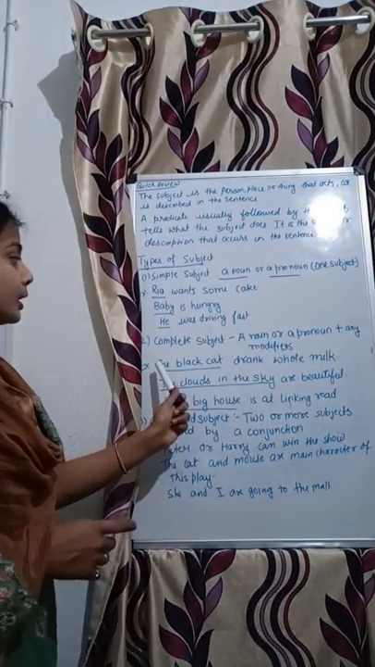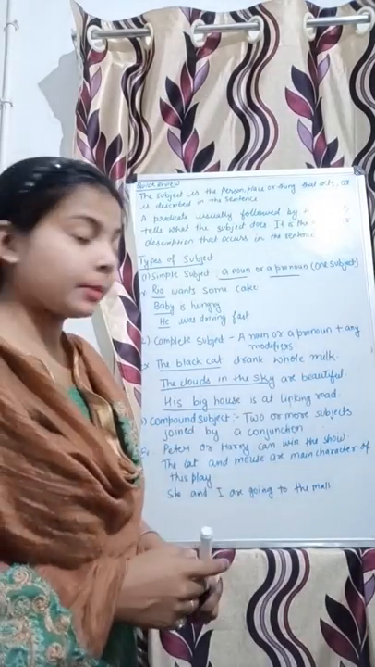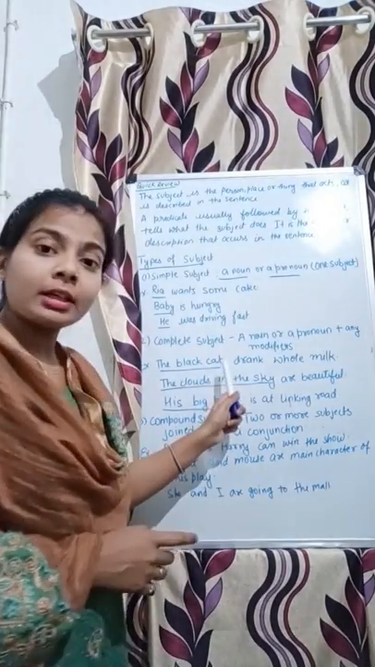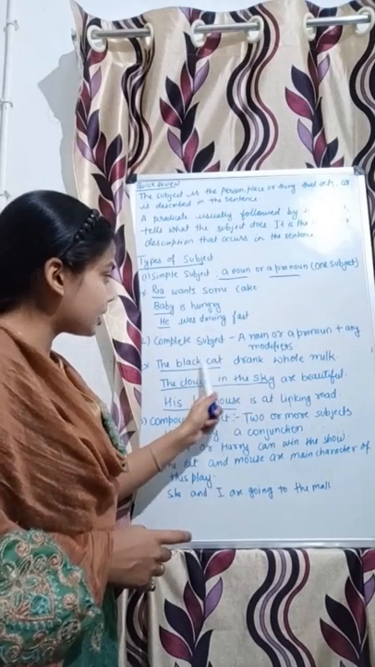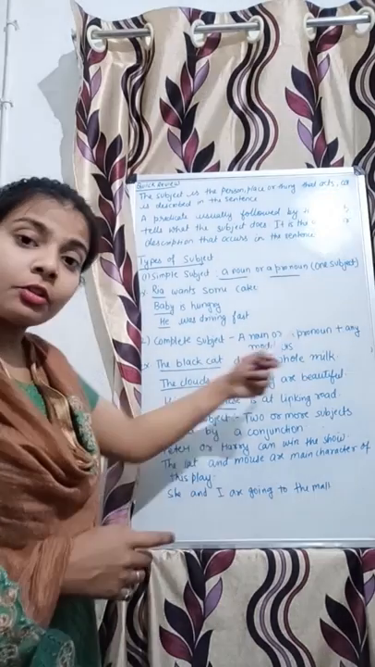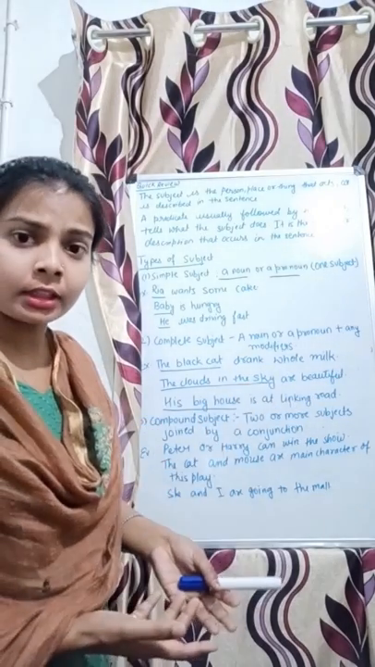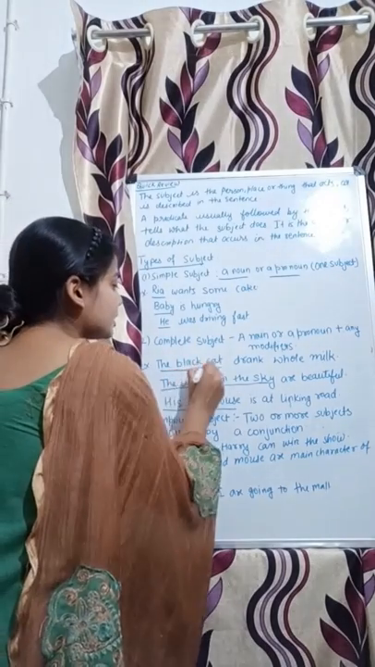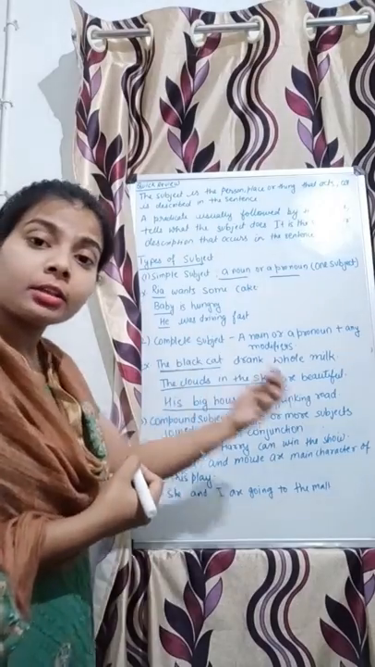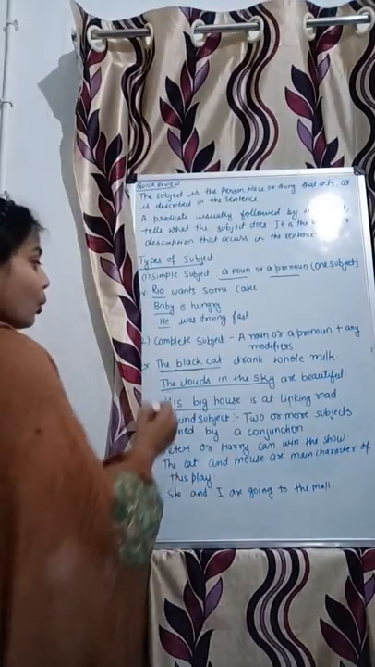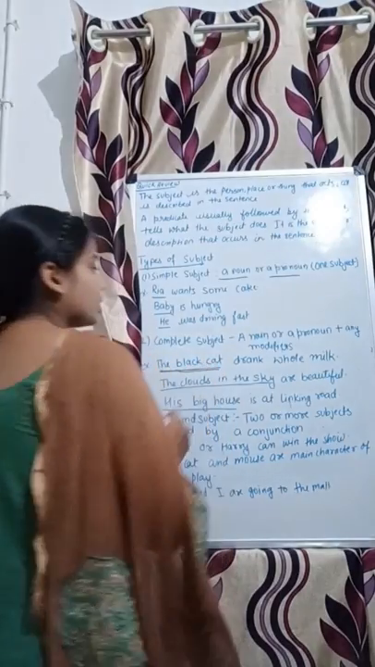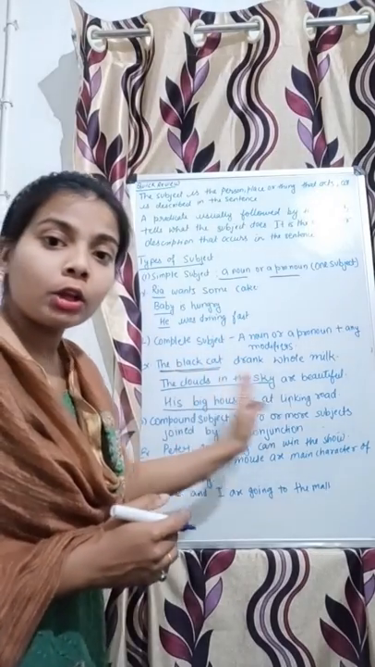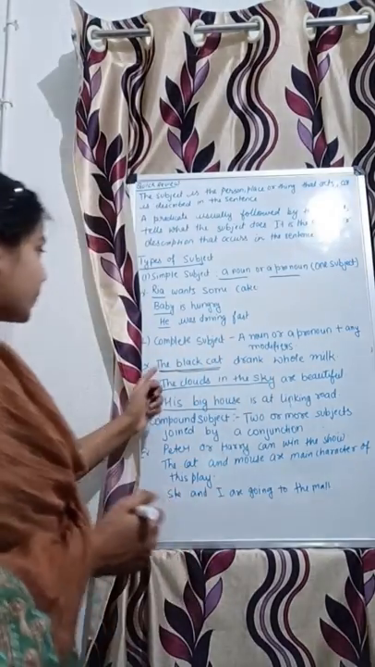Let's see the example. The black cat drank whole milk. Now as you can see, the sentence is talking about a cat. The cat drank the milk, but not every cat drank the milk, a specific one, the black one. Here the word black is modifying the word cat. So the whole phrase together is called complete subject. All together, the black cat is called a complete subject.